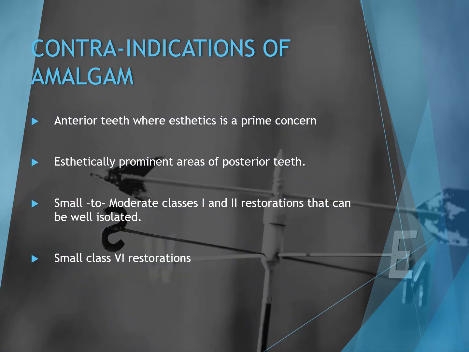Contraindications of amalgam. Anterior teeth, where aesthetics is a prime concern, aesthetically prominent areas of posterior teeth, small to moderate class 1 or class 2 that can be well isolated, and small class 4 restorations.